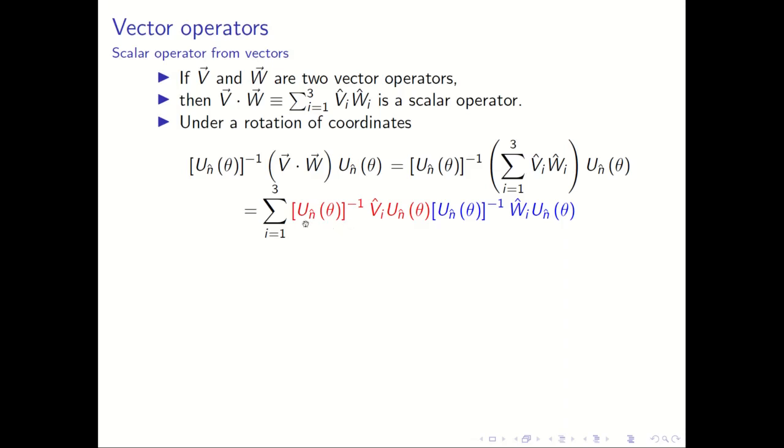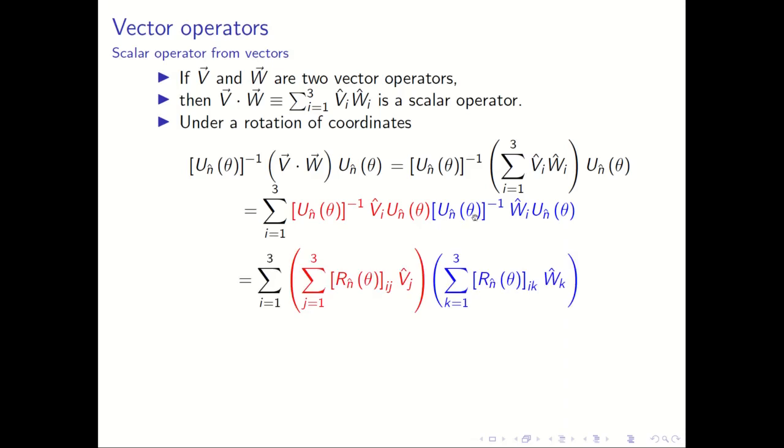So now we have two different pieces, the one in red on the left and one in blue on the right. One of them is u1 theta inverse Vi u1 theta, which you should recognize is nothing but Vi prime, the transformed Vi, and the part in blue is Wi prime. And what is Vi prime? Vi prime, we know, is nothing but a combination of Vj's dictated by Rn hat theta matrix elements.